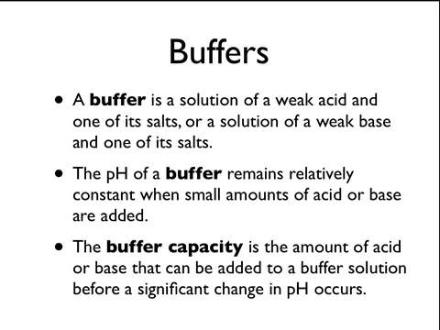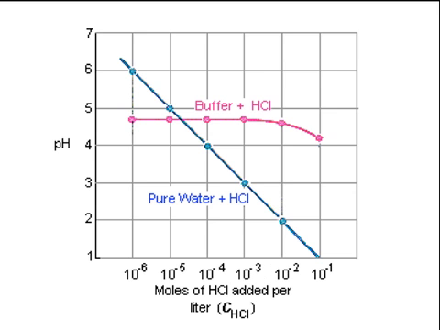Now, to help you see what this means, I'm going to show you a graph of just water with acid and then buffer and water with acid. So when you see the blue line, what you're seeing is pure water with drops of acid added as we go along, and the pH is getting lower and lower. When you have a buffer, the pink line, as acid is added, it doesn't actually change until a certain point. At some point, the buffer capacity is reached, and then you'll see the pH start to change.